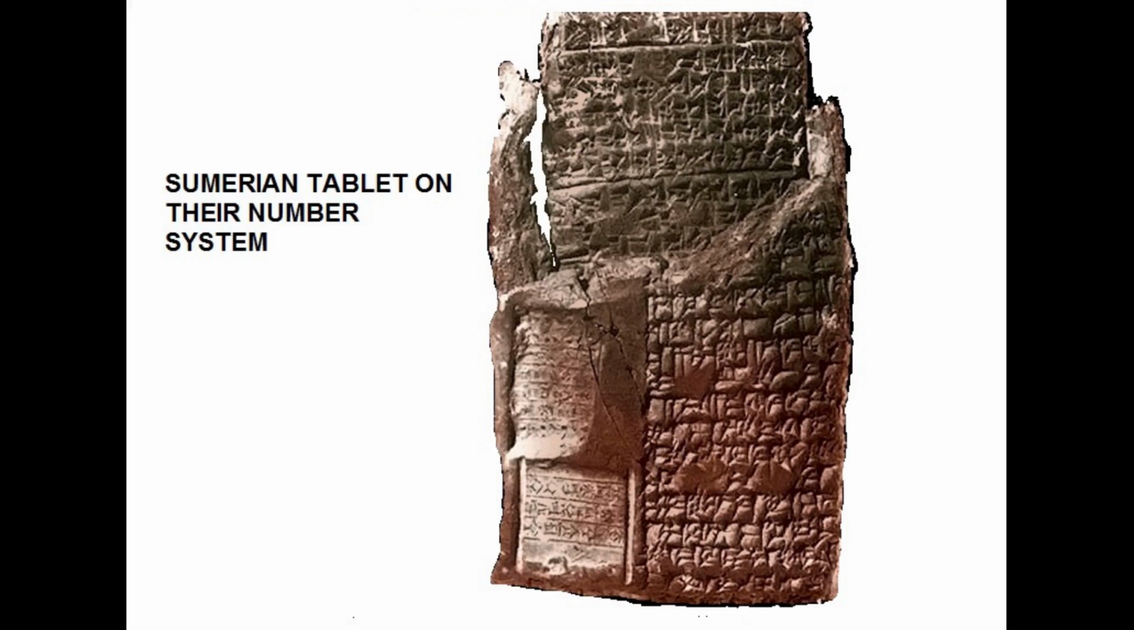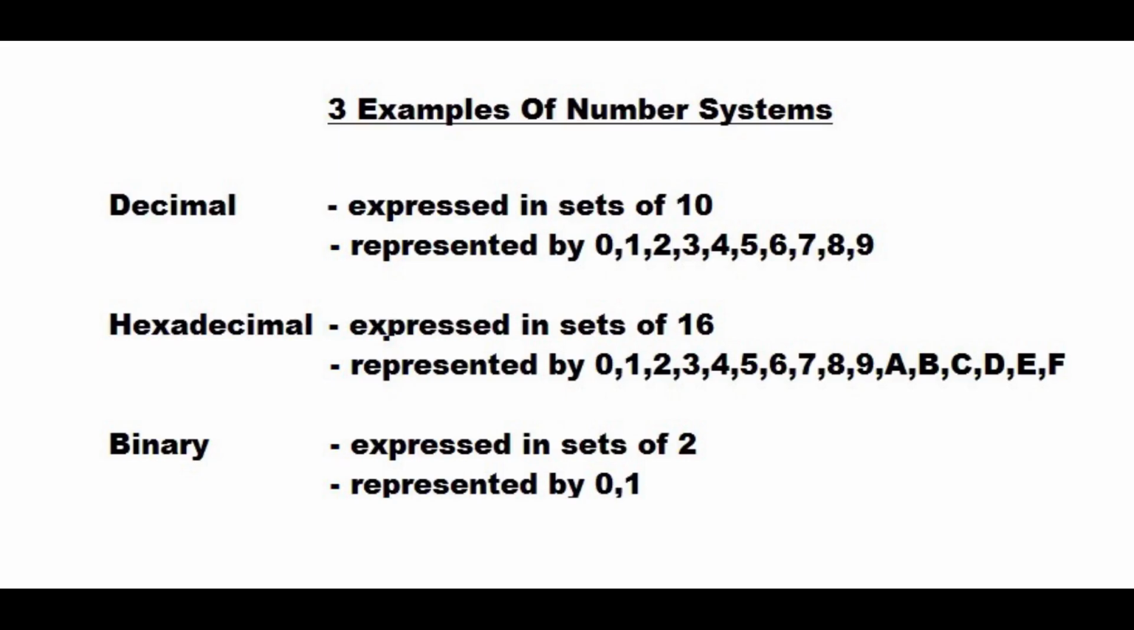A further detour to numbering systems. There are many ways to represent numbers, in terms of sets. For our purpose here, let's just focus on 3 ways, namely the decimal, the hexadecimal and the binary. The decimal is our normal way of expressing in numbers, which uses sets of 10, with numbers from 0 to 9. Hexadecimal is expressed in sets of 16, with numbers represented from 0 to 9, A, B, C, D, E and F. Binary is expressed in sets of 2, with numbers represented by 0 and 1.